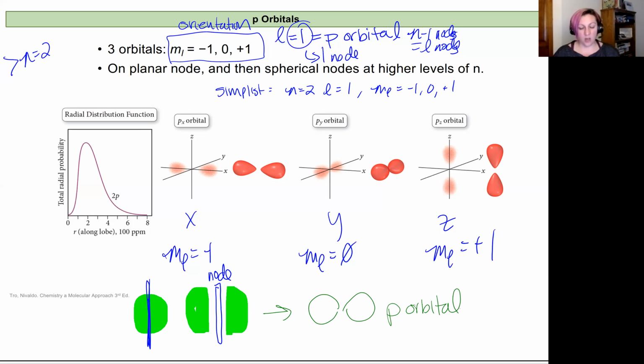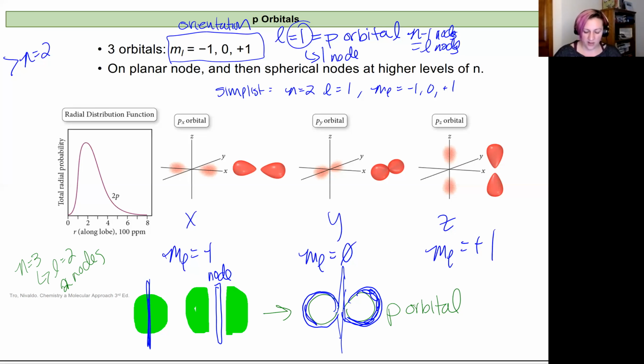And then as we go up in energy levels, our p orbitals will always have one planar node. But let's say we go up to n equals 3, and we would have then 2 nodes. Well, then what we'll see for our p orbital is we'll have our one planar node as before, but then we will introduce a radial node as well, like we saw in our s orbitals. And then we'll have this radial node where we can't have any electron density. And then we'll have electron density again on the other side of it, but still in this p shape.